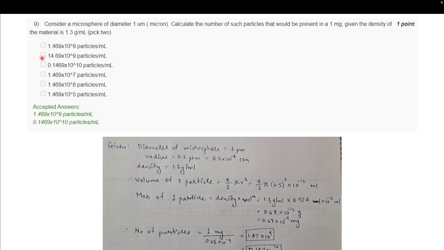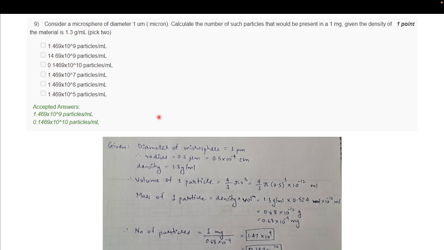If you just shift the decimal here, you will increase the power here. So now another answer you will get is 0.1469 × 10¹⁰ particles per ml. Is this making sense? The unit is actually particles per mg, because we have been asked to calculate how many particles there would be in 1 mg, but this looks like some printing mistake here.